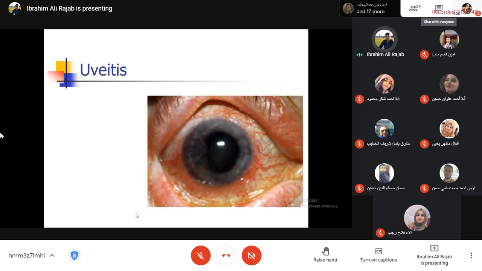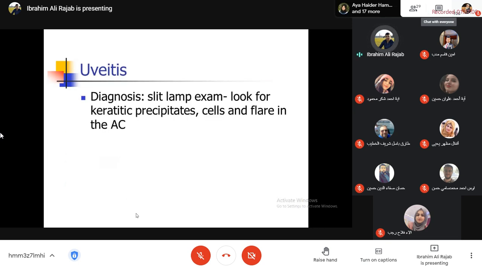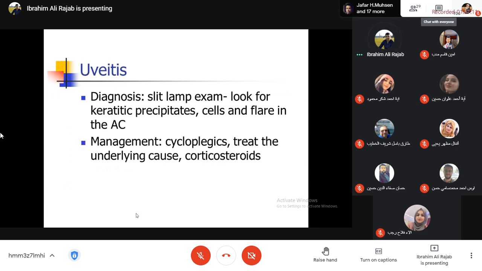Signs of uveitis, as I told you: it will present with red eye, maximal surrounding the cornea. So you see the eye is red, but mostly the redness surrounds the cornea. It's called ciliary flush. The patient also presents with pain and photophobia. The pupil is irregular because there will be what is called synechiae, but we will see that later. On slit lamp, we will see what are called KPs, keratic precipitate cells.